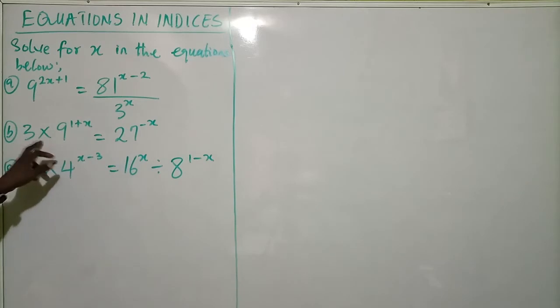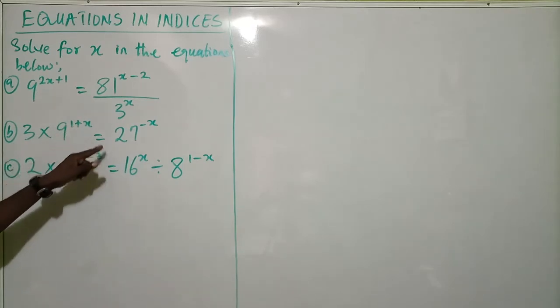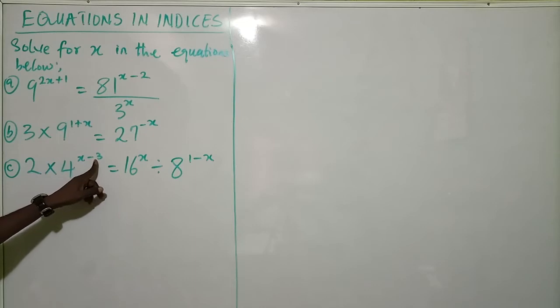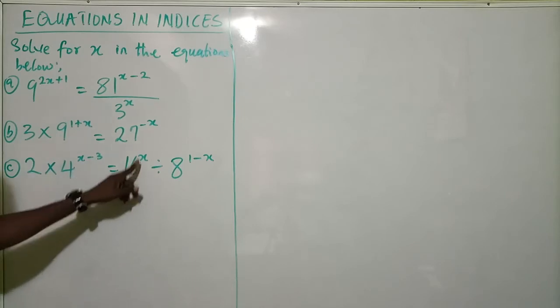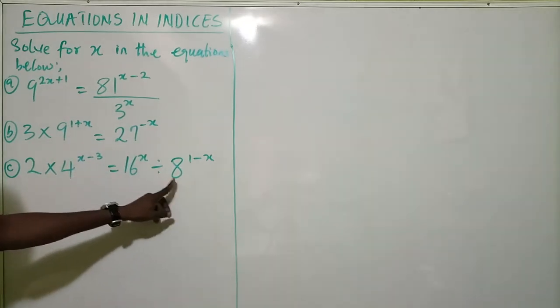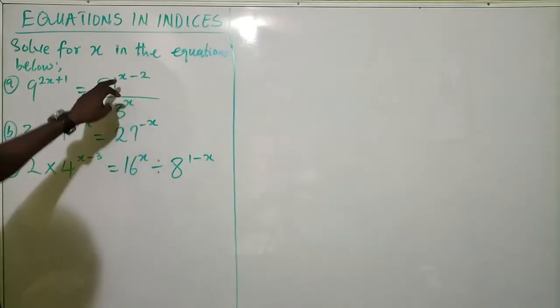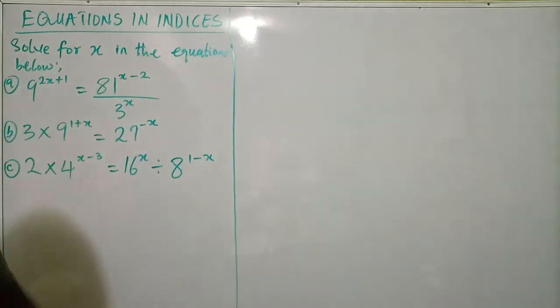B, 3 times 9 raised to the power of 1 plus x equals 27 raised to the power of minus x. C, 2 times 4 raised to the power of x minus 3 equals 16 raised to the power of x divided by 8 raised to the power of 1 minus x. We are looking for the values of x in these equations.